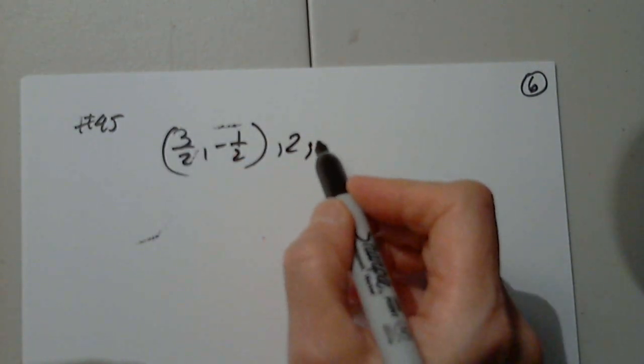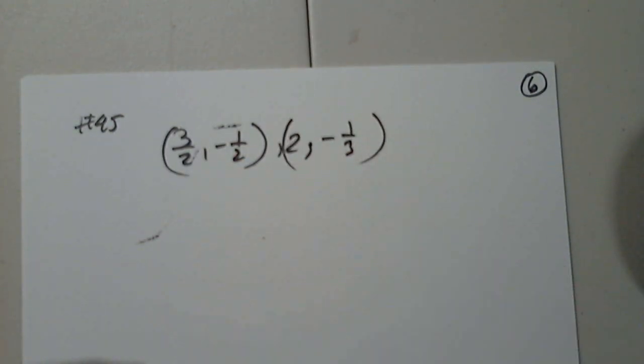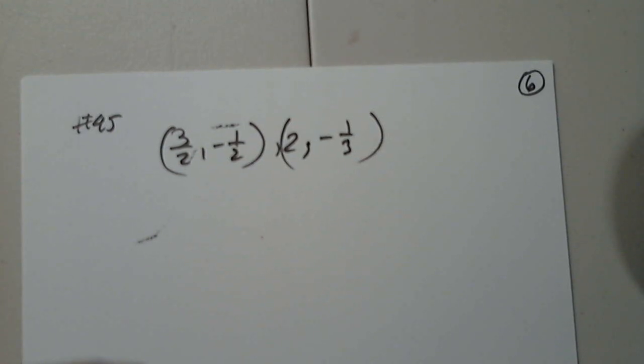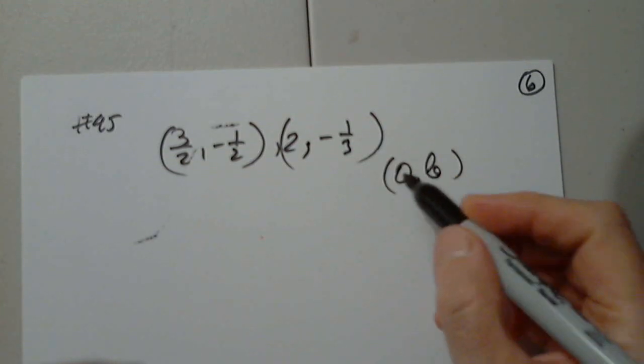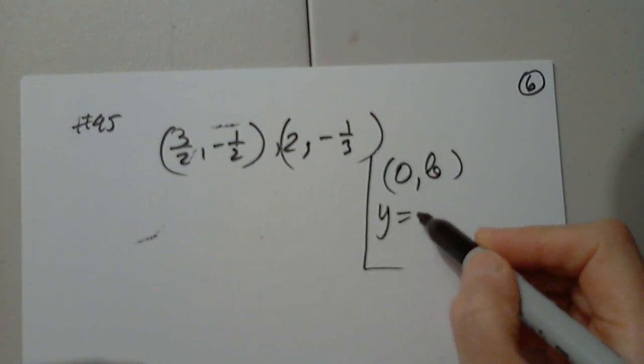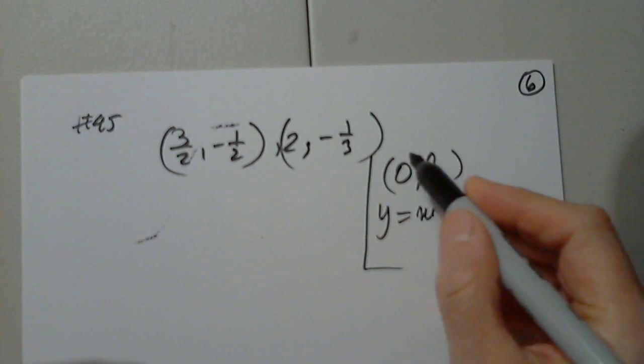Not the ordered pairs. So 3/2, comma, -1/2, and 2, comma, -1/3. Perfect. So none of them is 0, comma, a number. So y equals mx plus b.